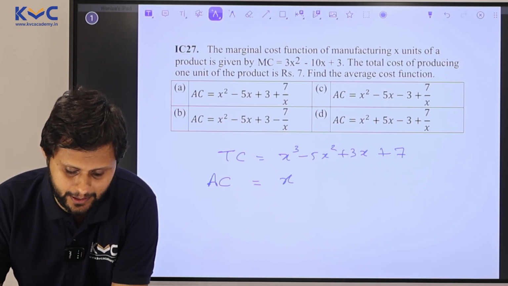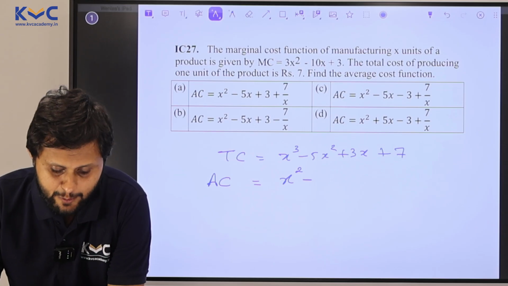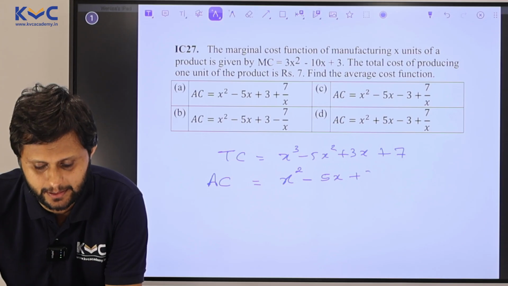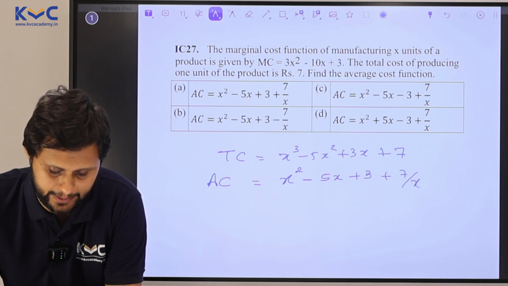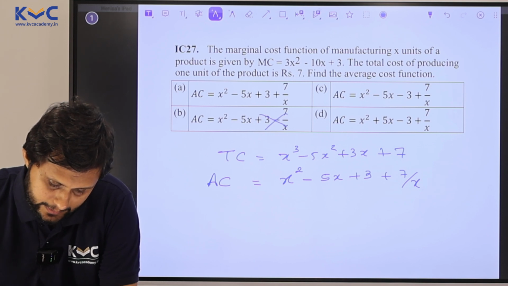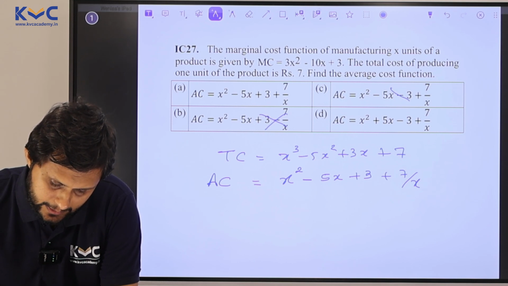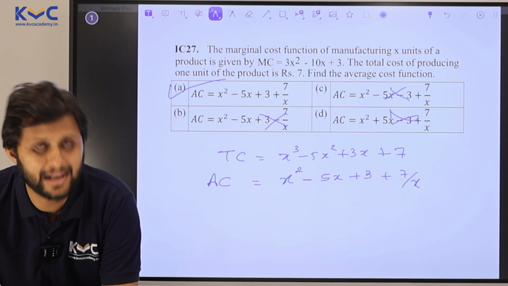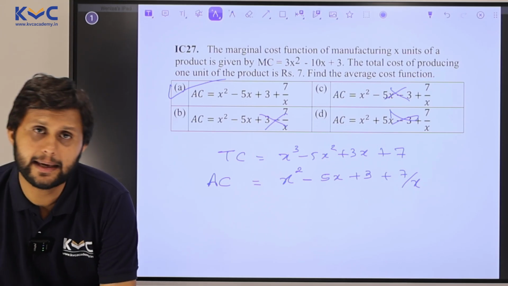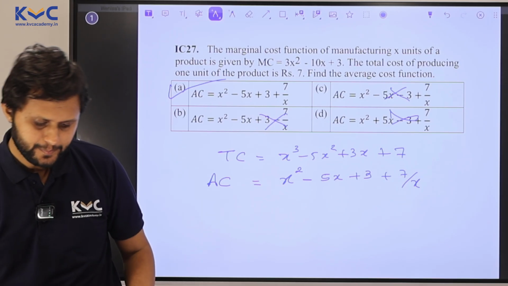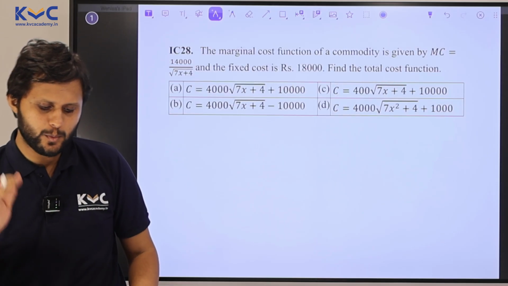Average cost is equal to, we'll remove one x because it has to be divided by x, so x cube becomes x square, minus 5x square becomes 5x, 1x is removed, plus 3x becomes 3, plus 7 by x. I think option A is the right answer: x square minus 5x plus 3 plus 7 by x. A is the right answer. So it was the same question, just one step further. That's 27. Few more questions remaining.